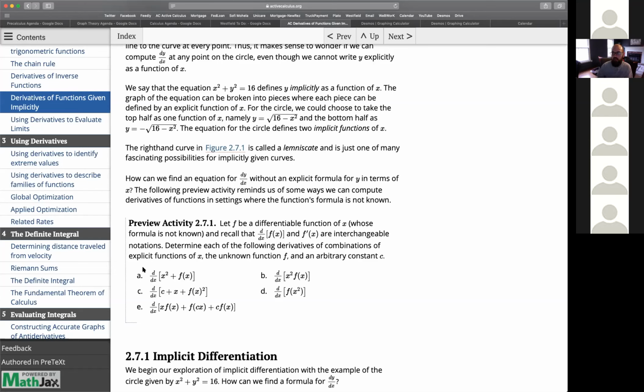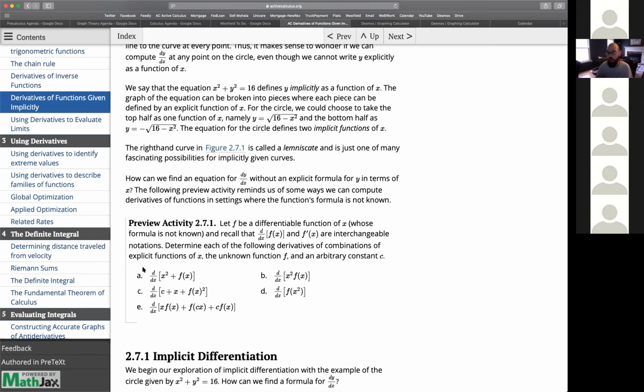Okay, so to start us out here, I'll leave A for you all. I'll try to do B here, right? So we can see sort of what this might look like. Okay, so I'm going to write this down. So B is we're going to take the derivative of x squared times f of x.